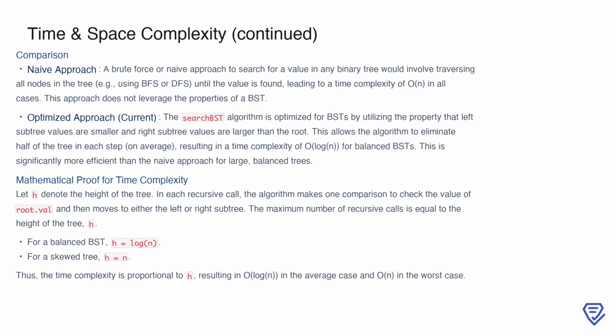Mathematically, the number of recursive calls corresponds to the height of the tree, h. For balanced trees, where h equals log n, the average time complexity is O(log n). However, in skewed trees, where h equals n, the time complexity becomes O(n). This demonstrates how the algorithm efficiently optimizes searches in balanced binary search trees.